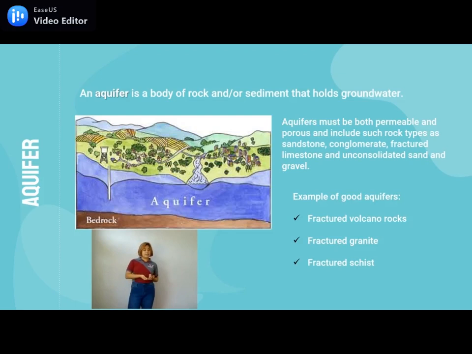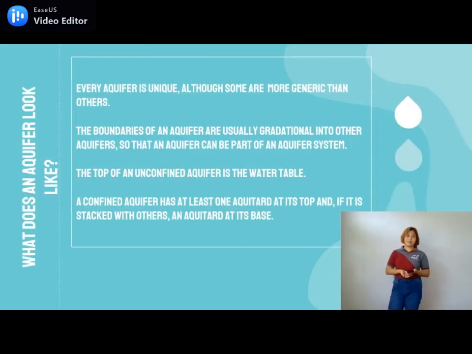Examples of good aquifers are fractured volcanic rocks, fractured granite, and fractured schist. As you can notice, it is all fractured because if the rock is fractured, it is more likely to be permeable and porous. What does an aquifer look like?